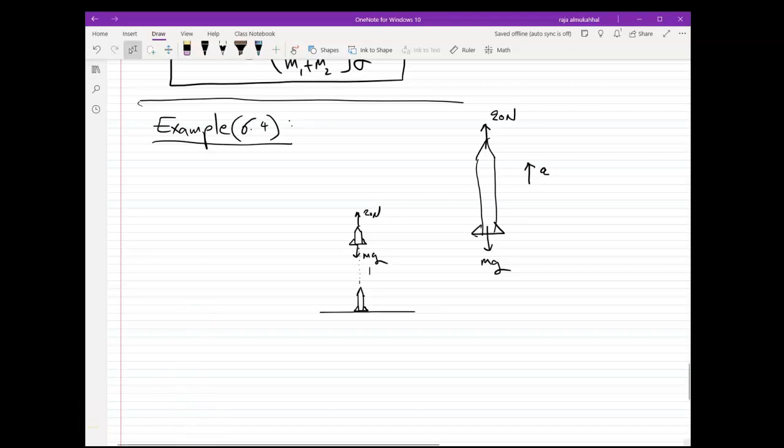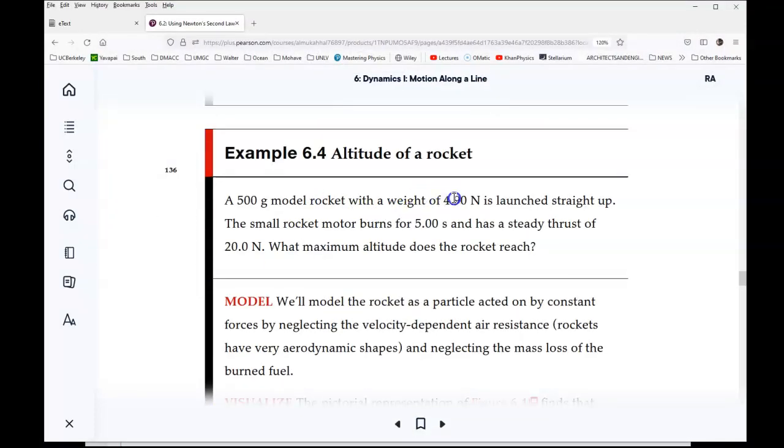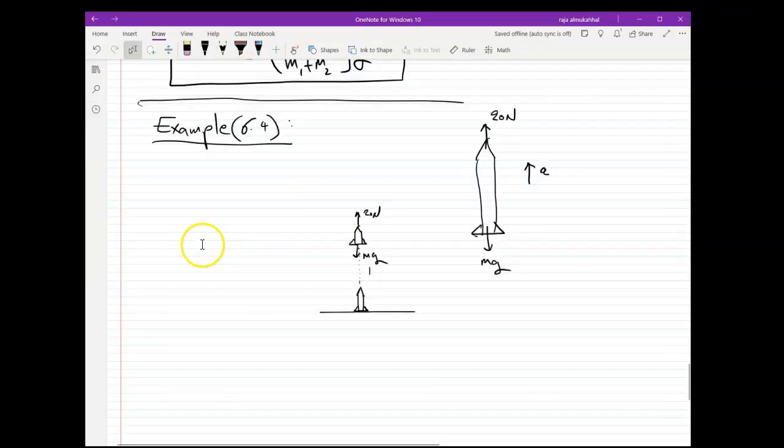But if I go back to the problem, it says a 500-gram rocket weighs this much, is launched straight up. The small rocket motor burns for 5 seconds, okay? This is important. What does that mean? It means it's going to keep burning, starting from here. There is a thrust of 20. It's going to go up, and it's going to keep going up. And after 5 seconds, what's going to happen to the rocket? It's not going to stop and fall. It will continue to go, but as a free fall.